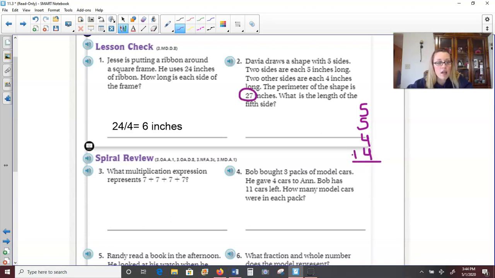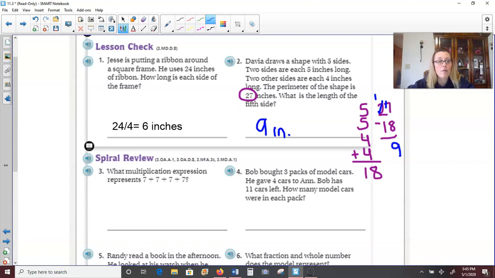So let's add together 4 of the sides that we know. 5 plus 5 is 10. 4 plus 4 is 8. So 10 plus 8 is 18. And then 27 minus 18 should give us the length of that 5th side of the pentagon. So let's regroup because 8 is more than 7. 17 minus 8 is equal to 9. So 9 inches is the missing length of the pentagon.